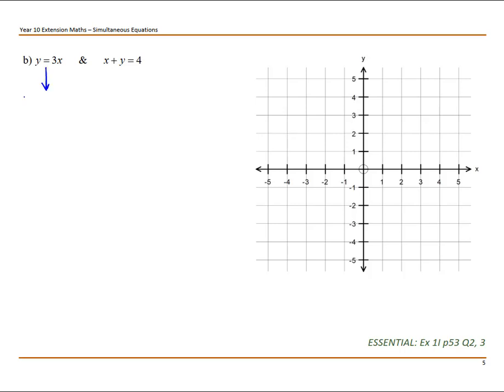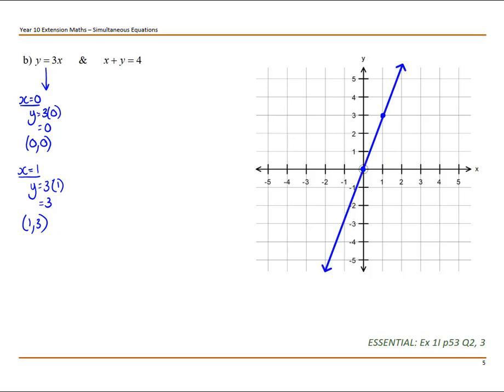So let's start with the first one. If x equals 0, y is going to be 3 lots of 0, which is 0. So it goes through 0, 0. So this is when I have to find one other point. If I let x equal 1, y equals 3 lots of 1, which is 3. So the point 1, 3. Remember, I could find any other point, and we only have to do this when our graph goes through 0, 0. Put your dots on, join your two points. Once you've joined your points, label your graph y equals 3x, and then move on to the other one.